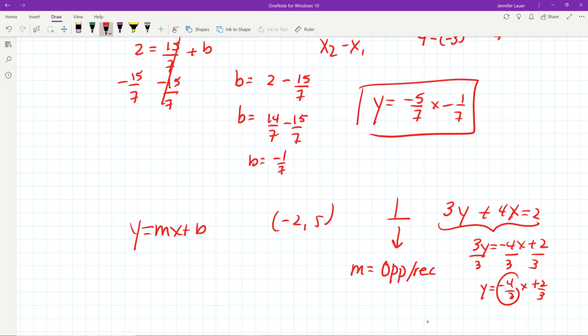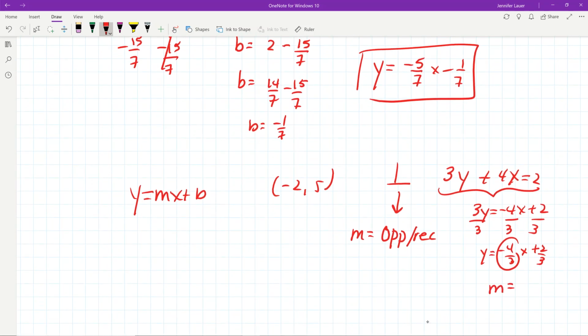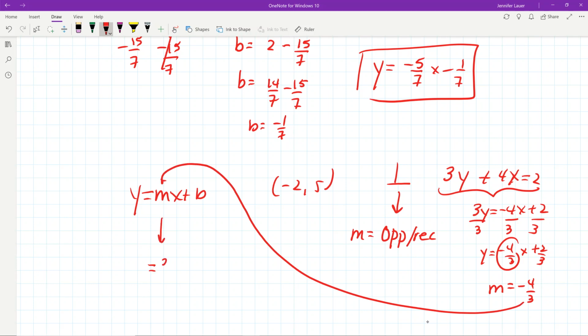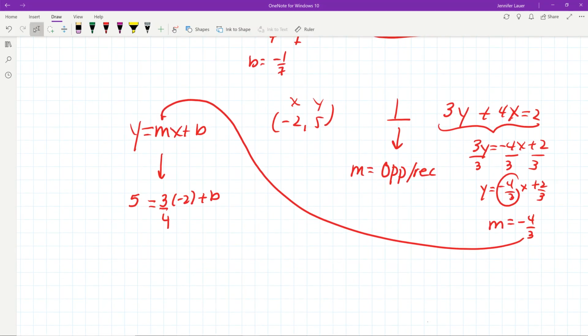So here I could see that this slope is negative 4/3, so my perpendicular slope, the slope that's going to go here, is going to be a positive 3/4. Again, I'm flipping it and changing the sign. Now I'm going to take my point that I was given and I'm going to plug it in and solve for b. So this one is 5 is equal to negative 6 over 4 plus b.